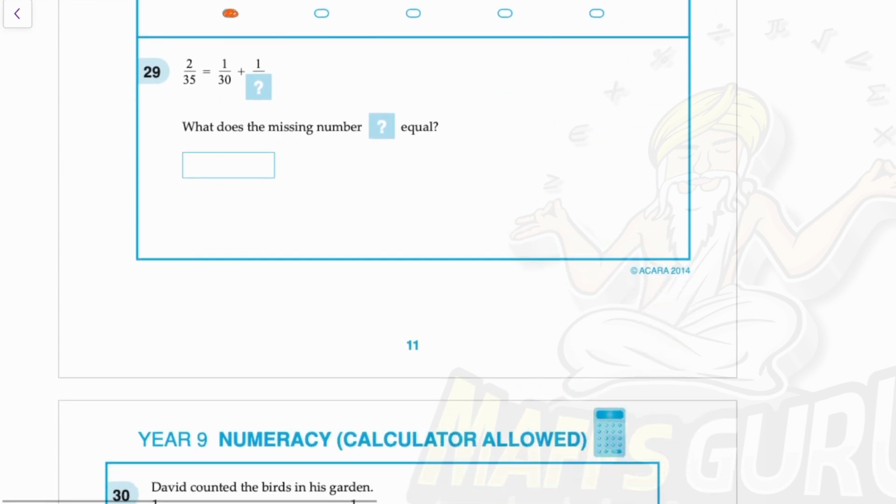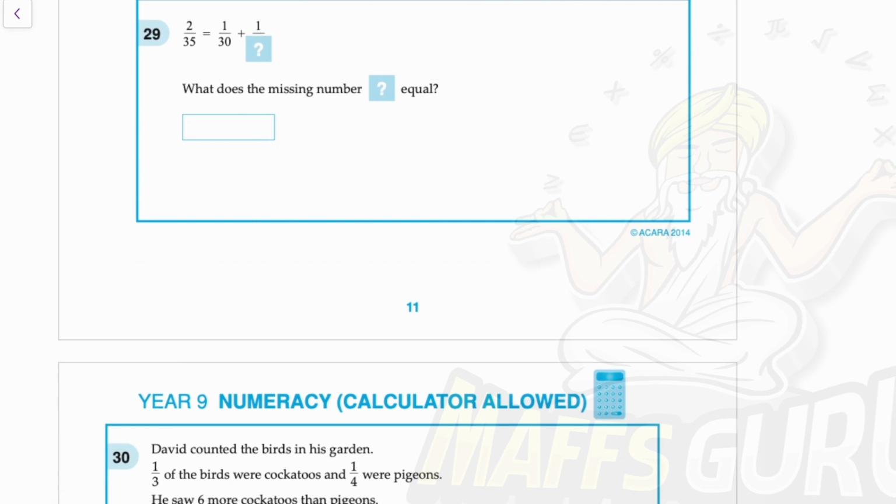All right, here we go. What does the missing question mark number equal? All right, to be able to do this, what are we going to do? We're going to try and find a number that is basically in the 35 times table. See what numbers I can divide 35 by. So I've got 35, 70, 105. What have we got there? 140. Do any of these values divide by 30 so far? Nope. So we're going to add on another 35.